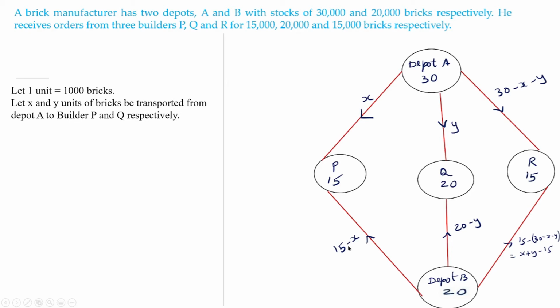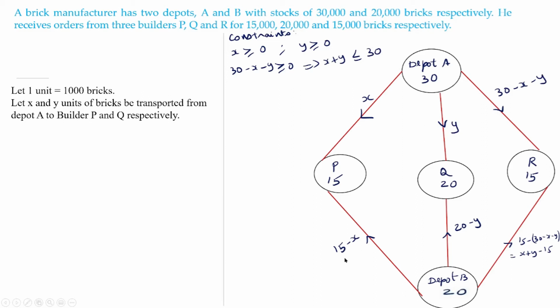Now the constraints are nothing but each of these should be greater than or equal to 0. So those will be the constraints. So first let us write the constraints. We will write the mathematical formulation separately here. So this is just rough. So the constraints are x greater than or equal to 0, then y greater than or equal to 0, and then the next constraint is 30 minus x minus y greater than or equal to 0, which means x plus y less than or equal to 30.